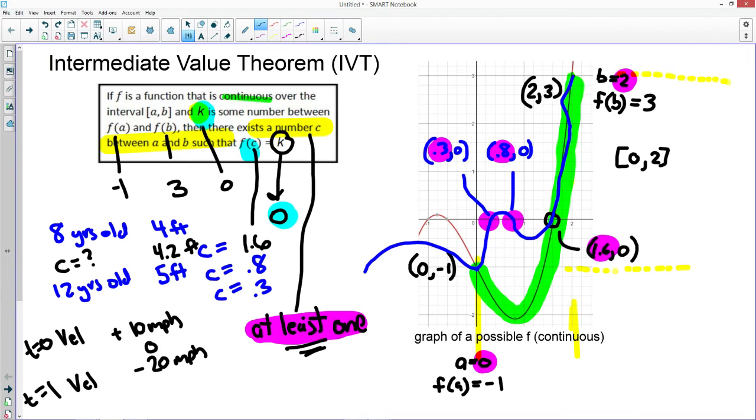So on the exam, for IVT they're going to ask how this applies to some problem we're working on. Very likely it's a velocity problem or something where they're asking you, did it pass through this point? It may not be zero, but often it will be.